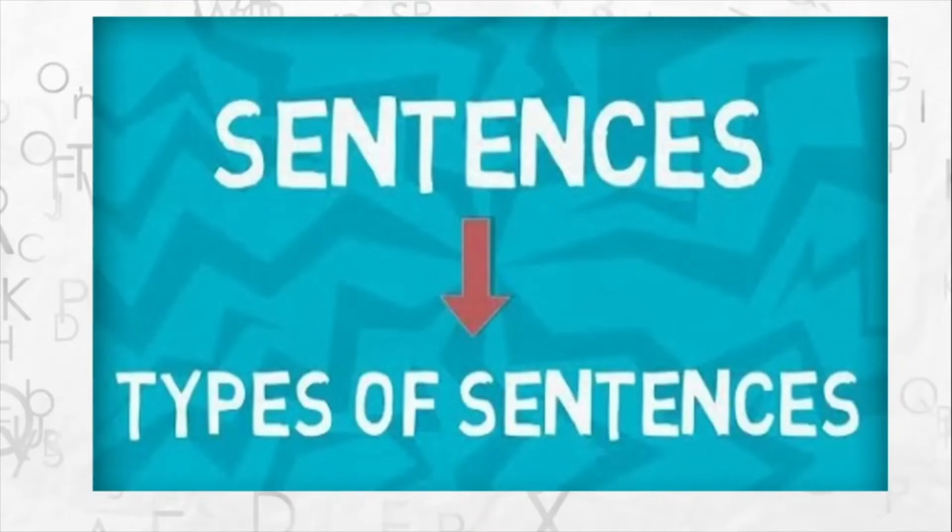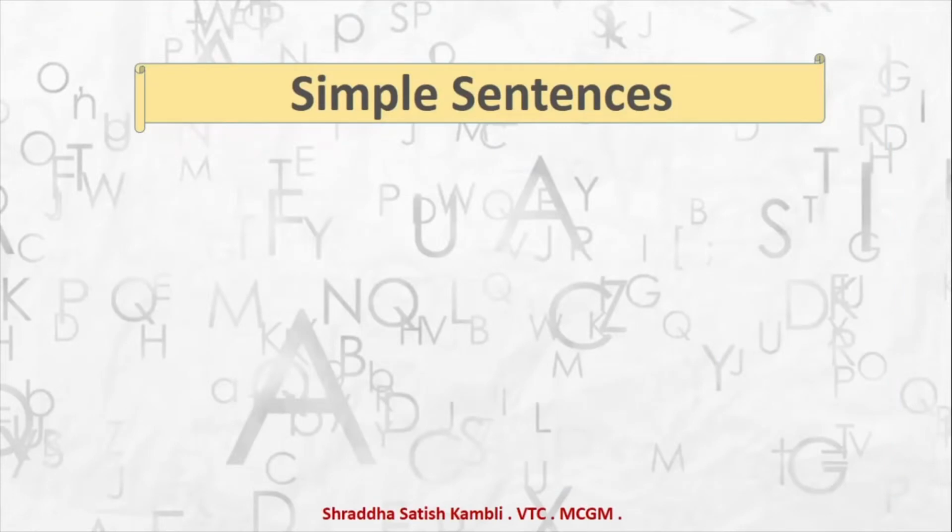Alright, now based on the structure, we have simple, compound, and complex sentences. Based on the use of the sentence, or the role that the sentence plays in a language, there are also different kinds of sentences. For example, we have interrogative sentences, exclamatory sentences, etc. But here we will take a look at simple, compound, and complex. Okay, so let us start by understanding the meaning of simple sentences.